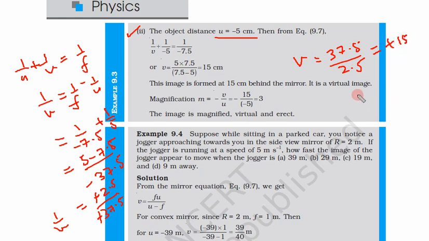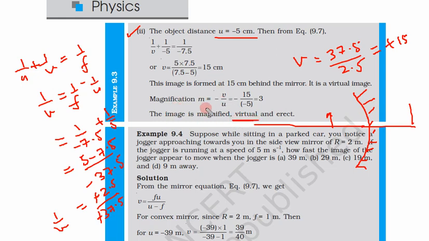Now the image is on the right side. So the object is placed here and the image is forming somewhere here. So definitely this side is the non-reflecting side. So this mirror cannot form an image on this right side. So definitely this image is a virtual image. This is not a real image. That's why it is written the image is virtual.